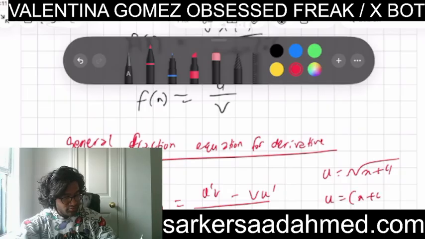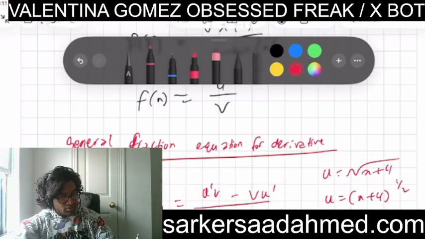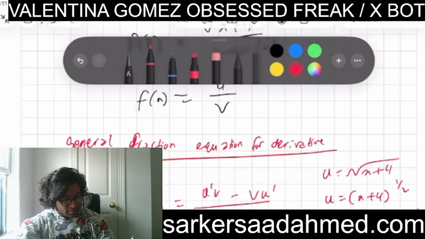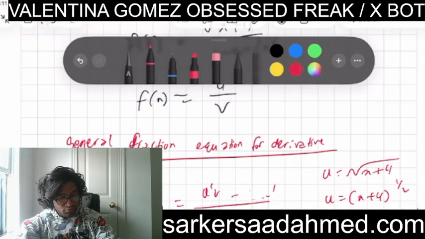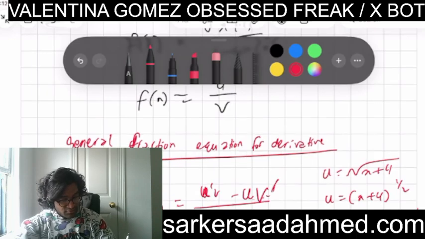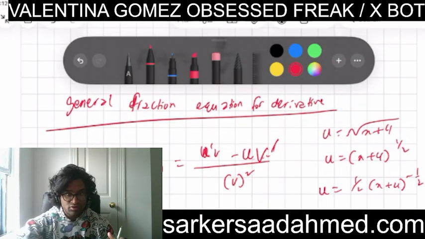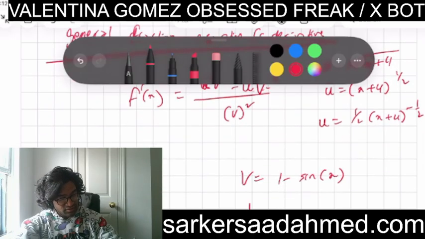So I'm going to write x plus 4 to the power half, so half x plus 4 to the power minus half. Oh, this shouldn't be vu prime, sorry. This should be uv prime. V here is 1 minus sine x. So the derivative of sine x is cosine of x, so minus sine of x would give minus cosine of x. So v prime would be minus cosine of x.